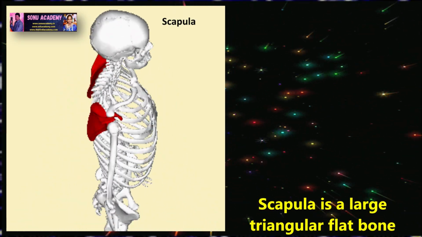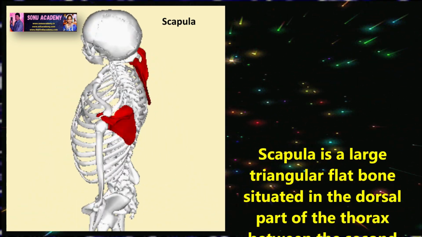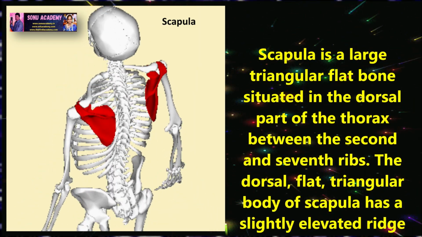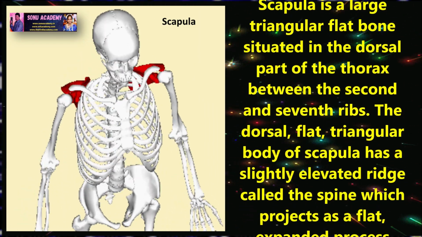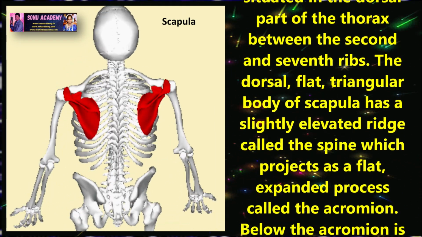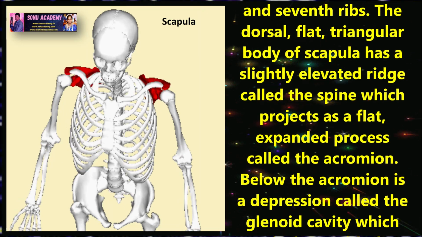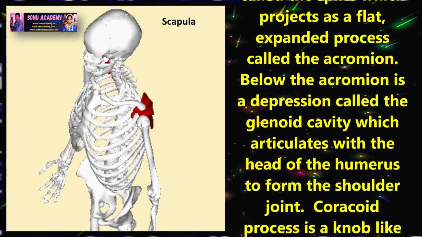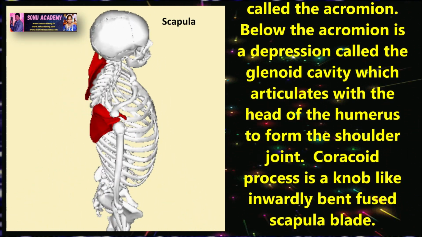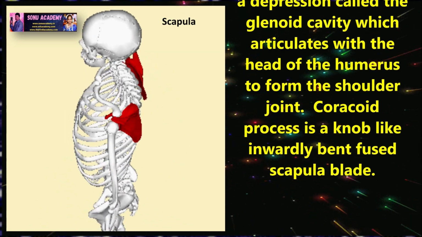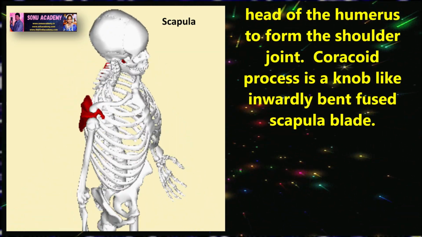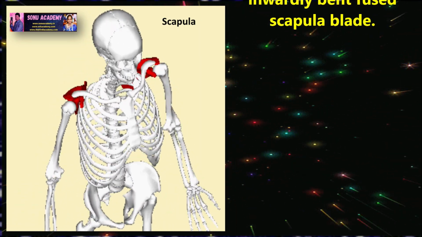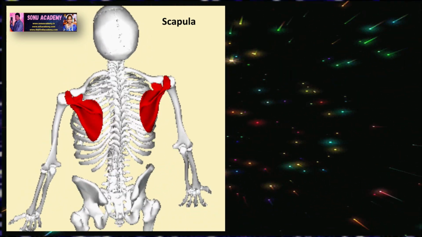Scapula. Scapula is the large triangular flat bone situated in the dorsal part of the thorax between the 2nd and 7th ribs. The dorsal flat triangular body of the scapula has a slightly elevated ridge called the spine, which projects a flat expanded process called the acromion. Below the acromion is a depression called the glenoid cavity, which articulates with the head of the humerus to form the shoulder joint. The coracoid process is the knob-like inwardly bent process of the scapula blade.